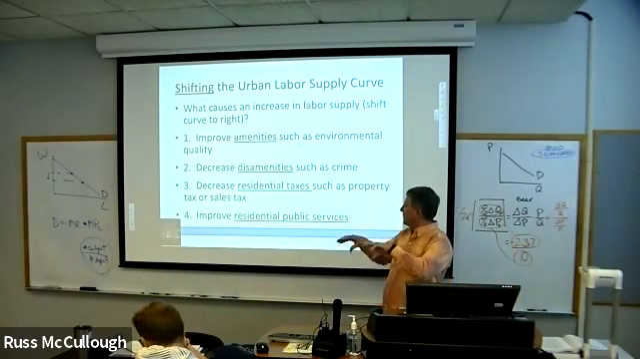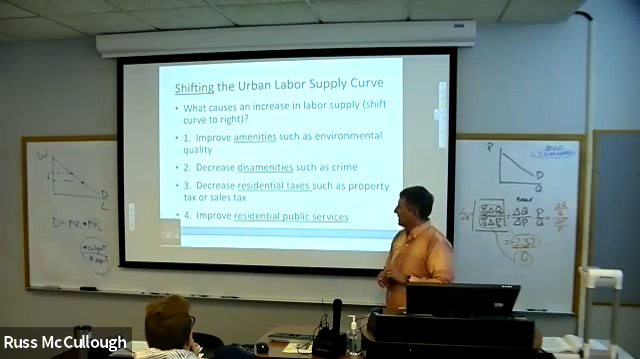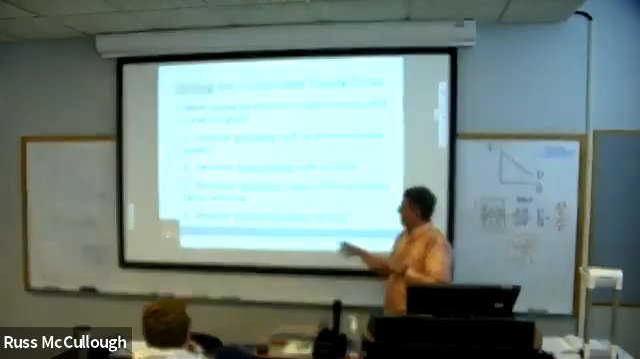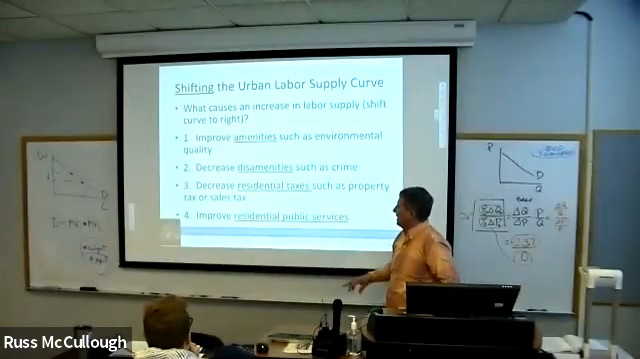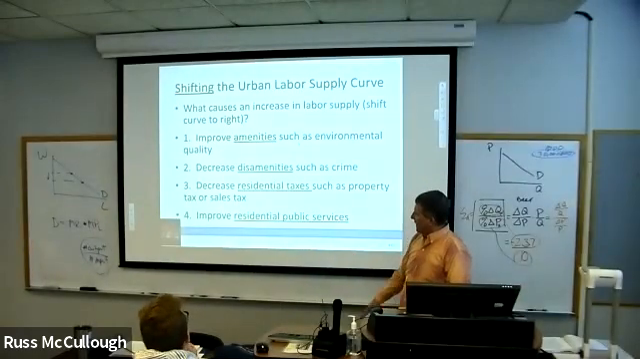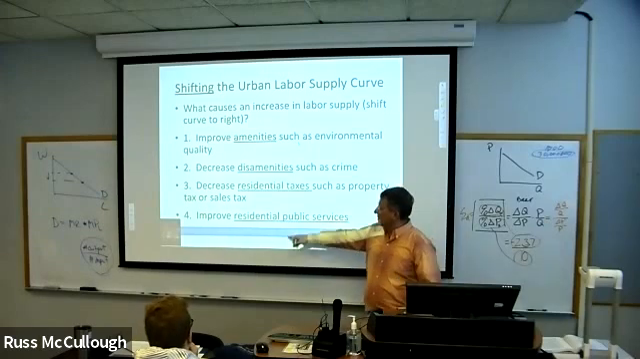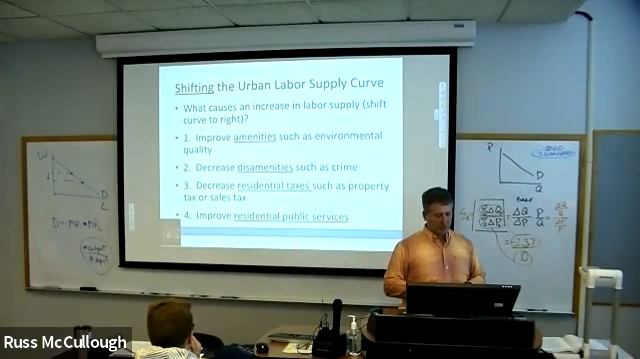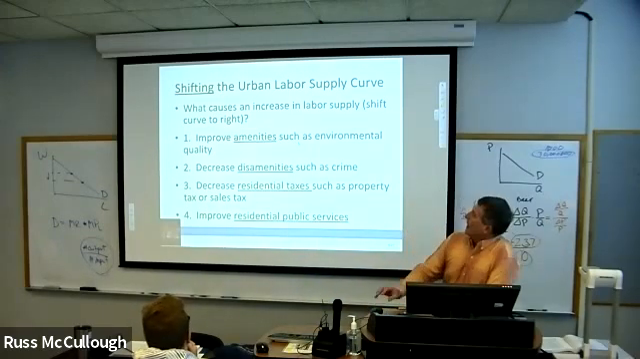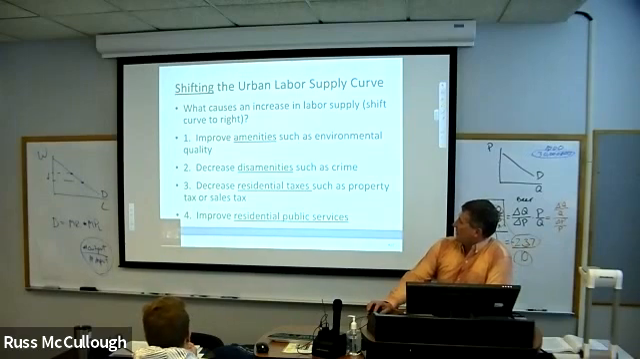Residential taxes. So we kind of have the Tiebout theorem, which we'll get into later, that people will vote with their feet and move around. And then public services, so again, maybe a swimming pool, as you mentioned, or something else. So those can be attractions for our city.